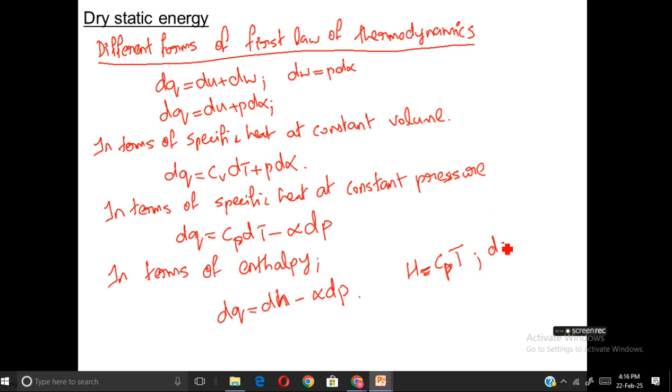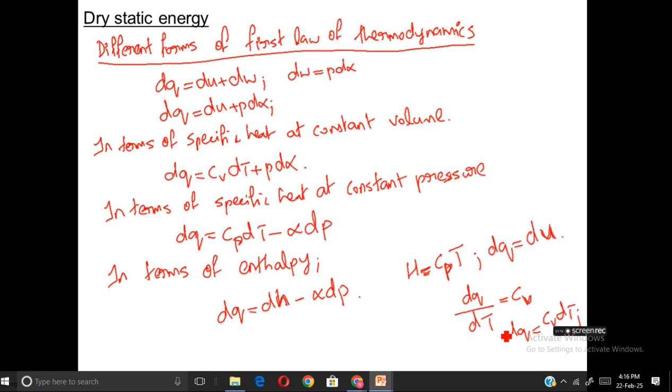And at constant volume, the first law of thermodynamics reduces to dQ is equal to dU. The ratio dQ by dT is known as the specific heat. dQ by dT is equal to Cv in case of constant volume. So dQ is equal to Cv dT. Okay, in case of constant volume. So yeah, those are the different forms of thermodynamic equation.